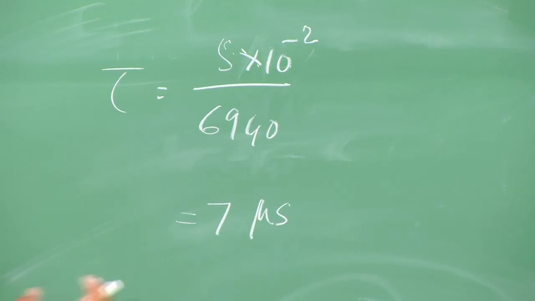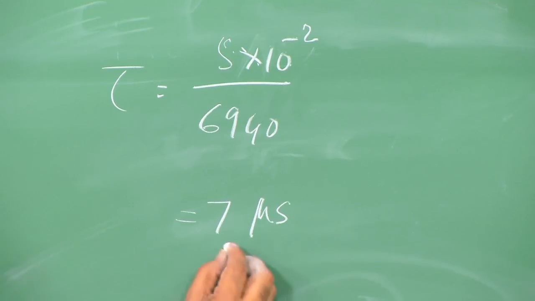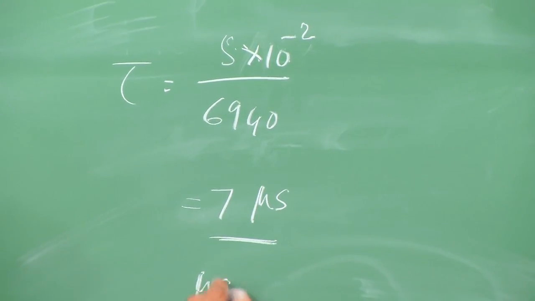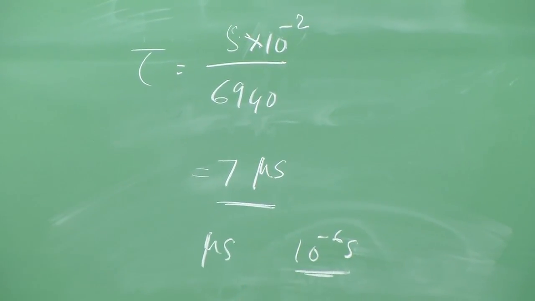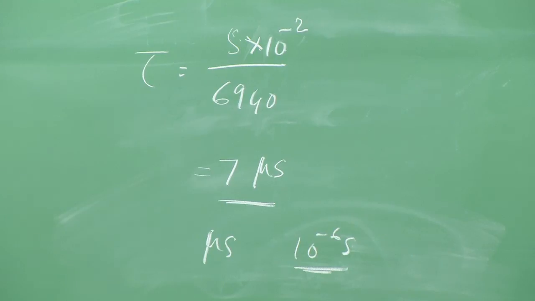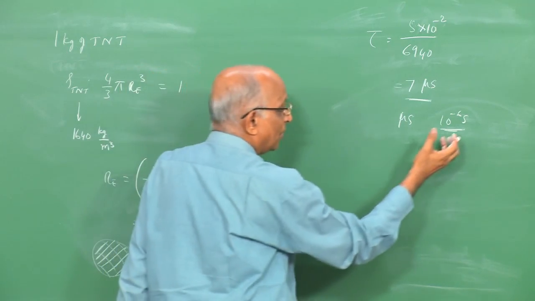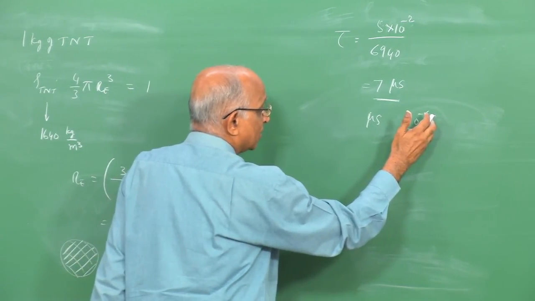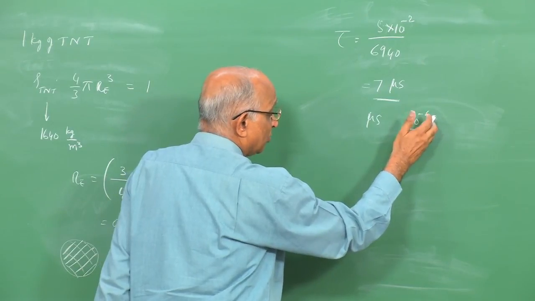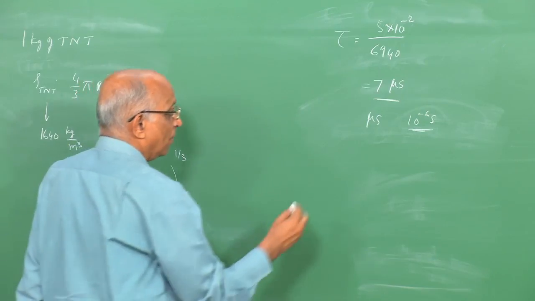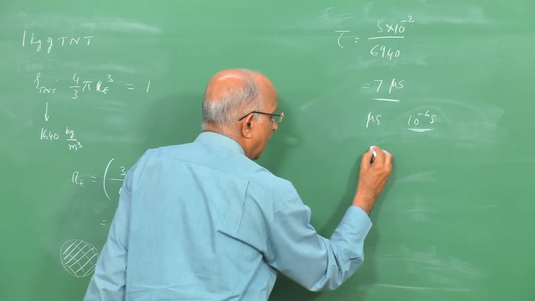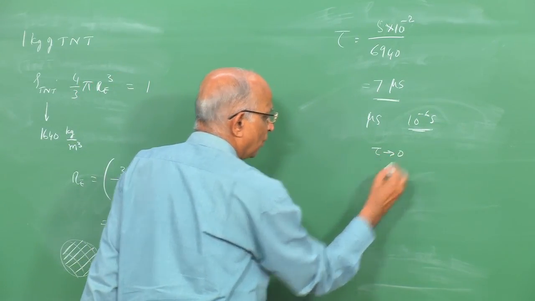Therefore, we are talking of a time over which energy is released of a few microseconds, that is 10 to the power minus 6 seconds. These times are so small compared with detonation velocities and blast waves of something like Mach 4, Mach 5, which are something like 1500 meters per second, that we can say the energy is released instantaneously, that is tau tends to 0.